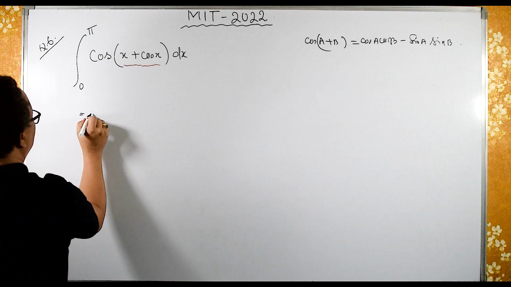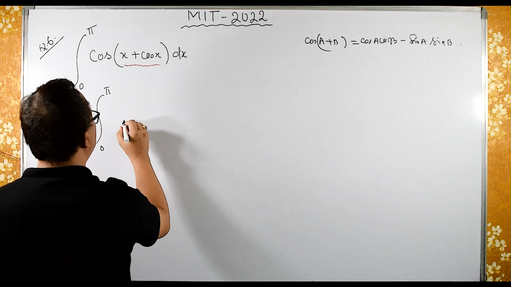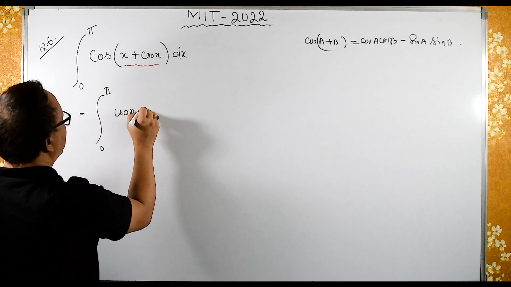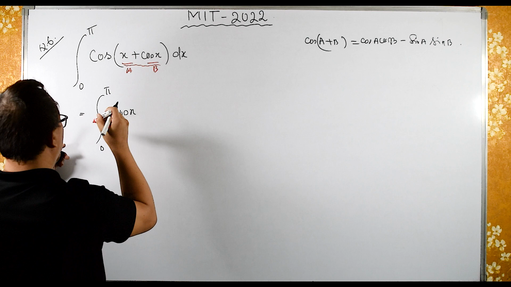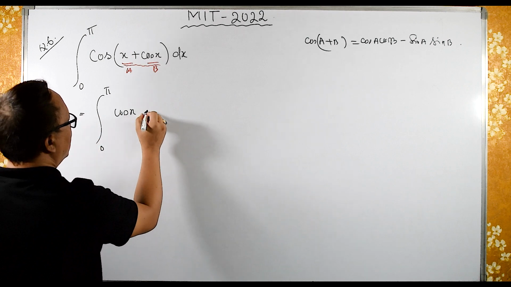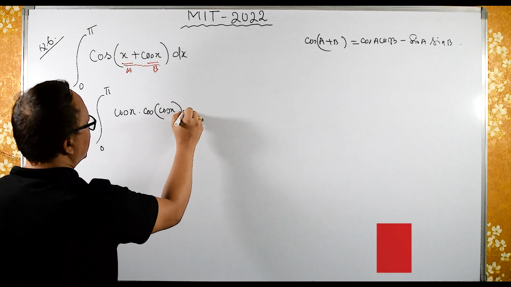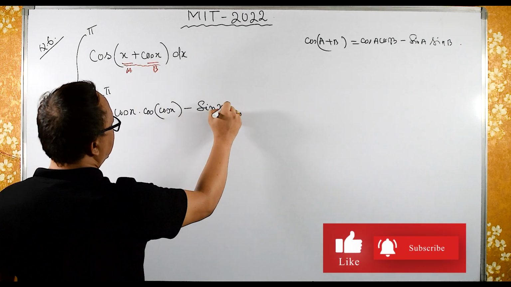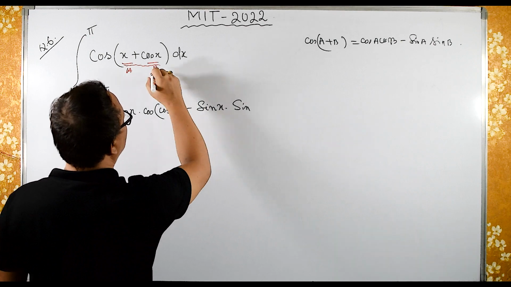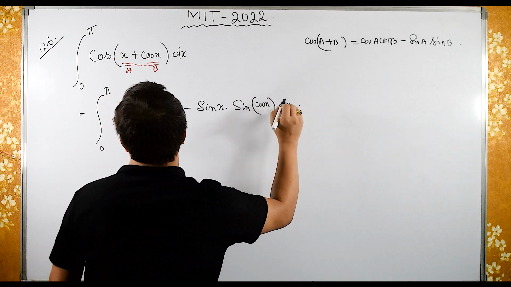This equals the integral with limit from 0 to pi. Cos A cos B means cos of x, you consider this is A and this is B. So cos x into cos of cos x minus sine of A, meaning sine of x, into sine of B, meaning sine of cos of x, dx.